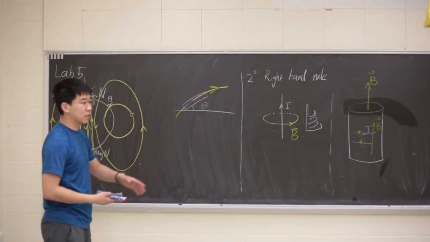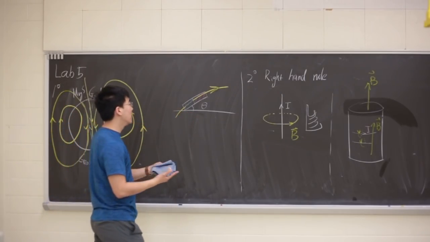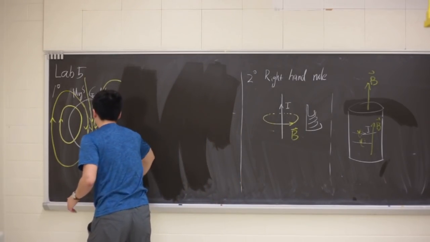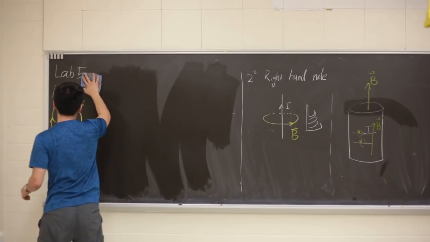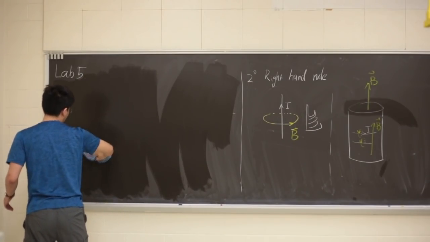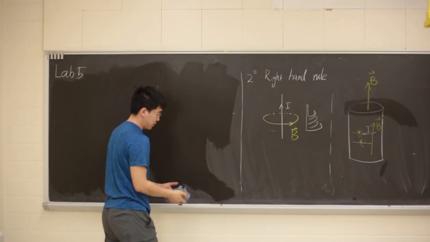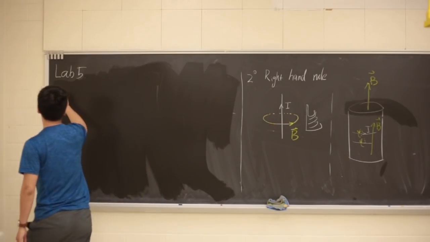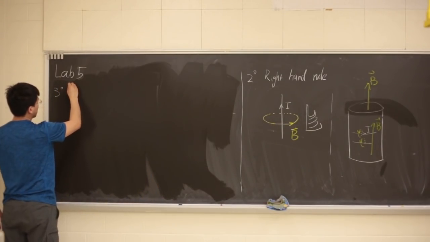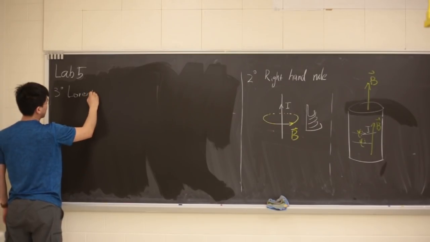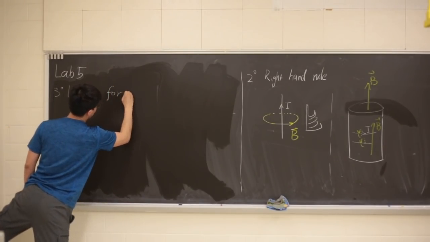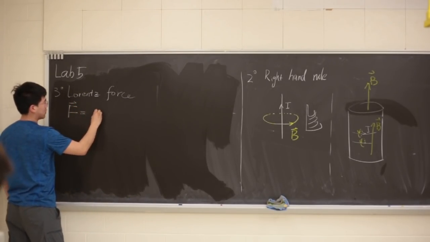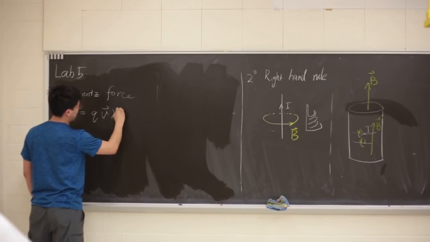So far, any question about this? No? Then let's go to the Lorentz force, which also utilizes the right hand rule, but in a different way. Cool. So, Lorentz force: F = QV cross B.